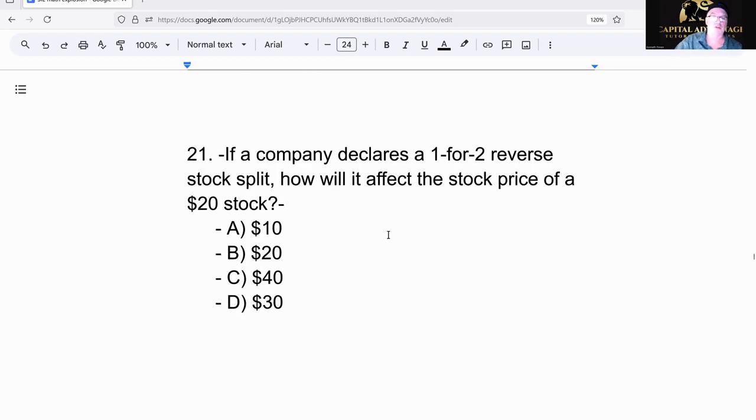If a company declares a 1-for-2 reverse stock split, 1 divided by 2 is 0.5, and then I'm going to divide the price. 20 divided by 0.5 gives me 40. That's my new price. So remember, no matter what happens, whatever this ratio is, you divide the first by the second, and then you multiply the shares and divide the price.